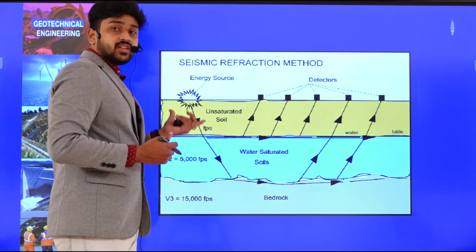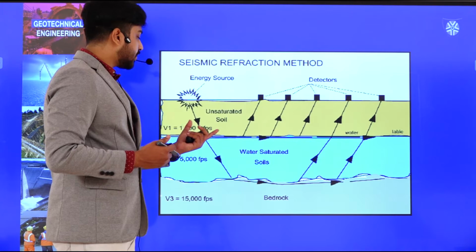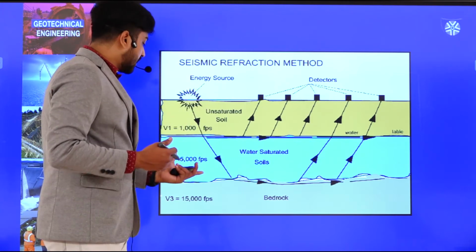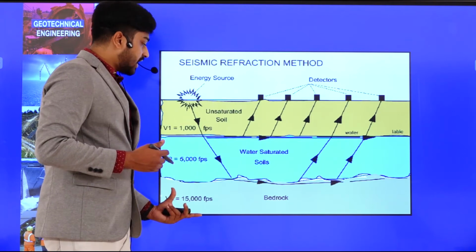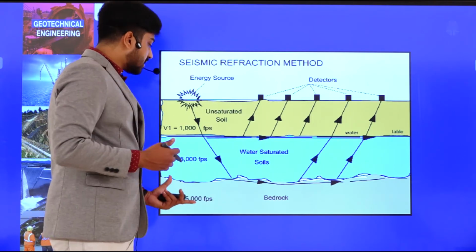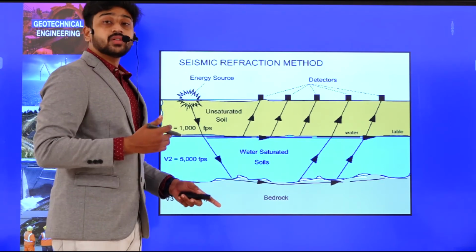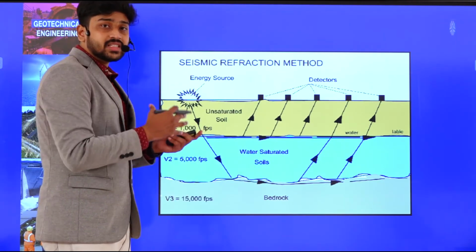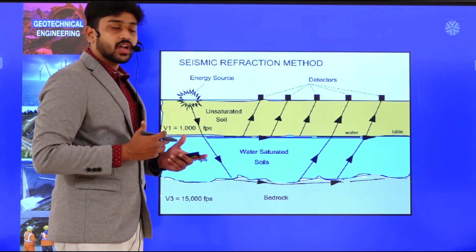Imagine initially through this particular unsaturated soil a velocity of 1000 fps is traveling, but in the other layer it is 5000 fps, and finally there is a bedrock, and let us say the wave propagating through this bedrock has 15000 fps. That means there is a change in velocity for different levels or different types of material, that we need to understand.